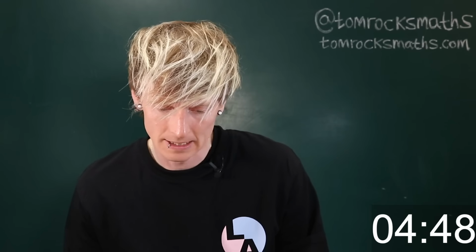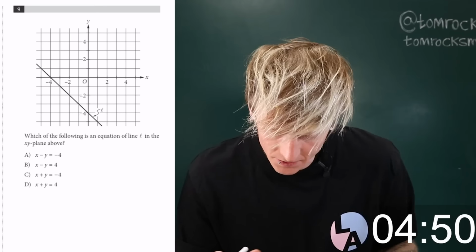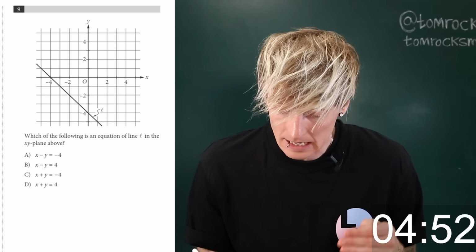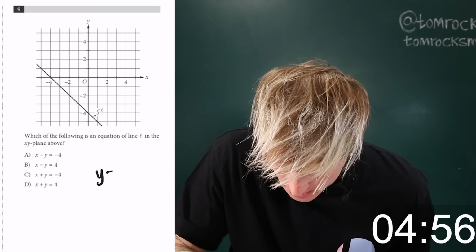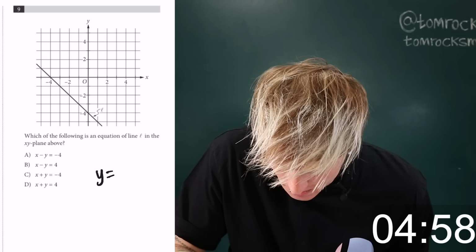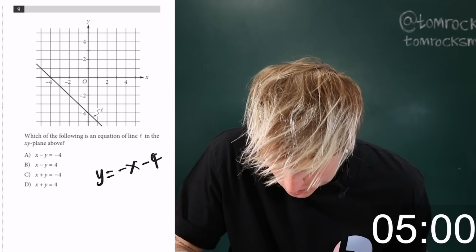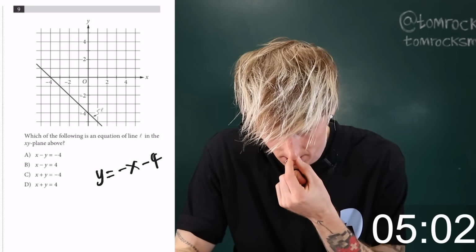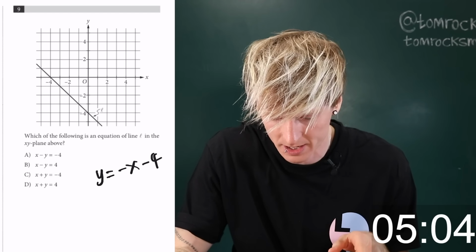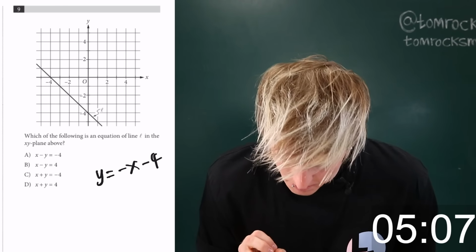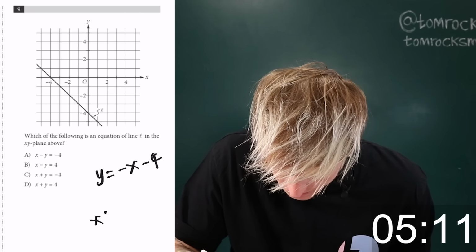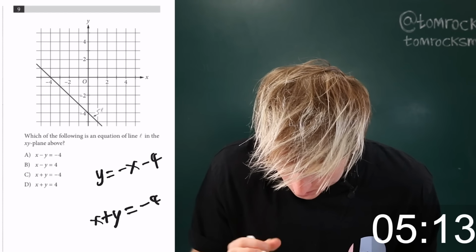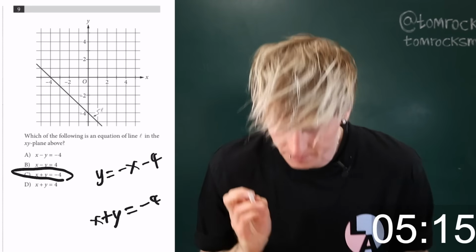C. Question 9. Which of the following is an equation of a line L in the xy plane? Okay, so it's y equals minus x minus 4. I think, yes, because now when y is 0, x is minus 4. So y equals minus x minus 4. I could write that as x plus y equals minus 4, which means C. Cool.